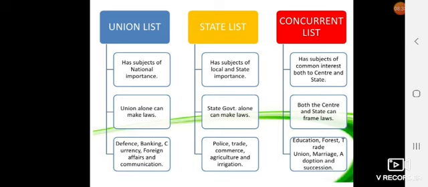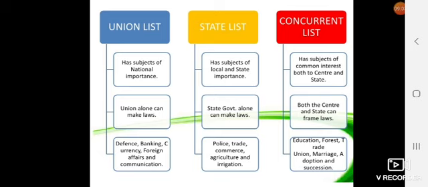So the last one is the concurrent list. The concurrent list has subjects of common interest to both the center and states. So both the center and state can frame laws on the subjects which fall under the concurrent list. There are a few subjects like education, forest, trade union, marriage, adoption, and succession. These are the subjects which fall under the concurrent list, and in these subjects both the center and the state can frame laws.